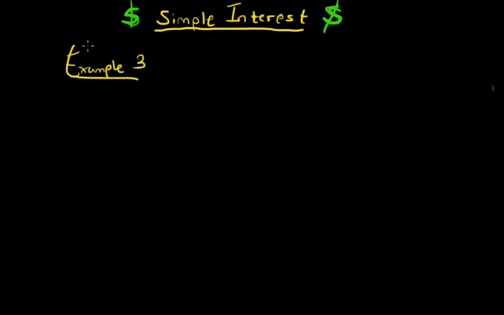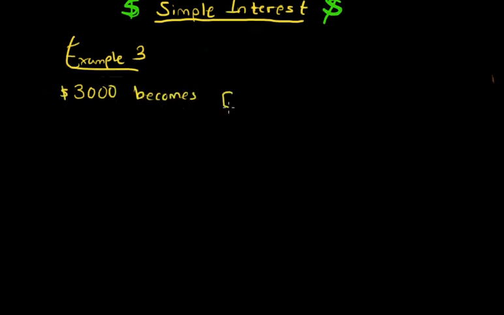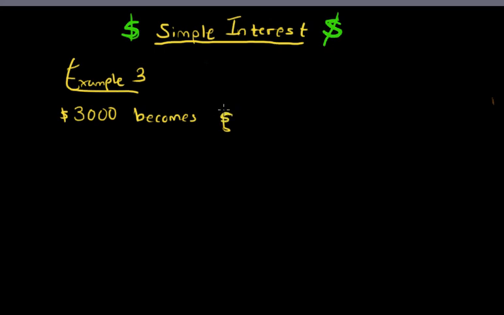All right, so let's say a deposit of $3,000 becomes, whoa, I don't know what just happened there, $3,810 after 6 years. What was the simple interest rate? So $3,000 becomes $3,810 after 6 years.